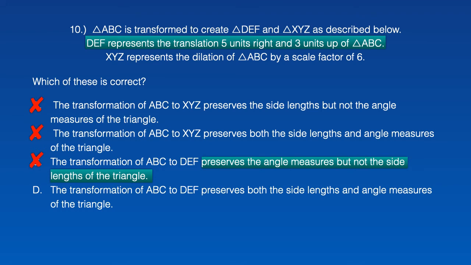Answer choice D is the only one that says correctly that the transformation of ABC to DEF preserves both the side lengths and the angle measures of the triangle. That is the correct answer.